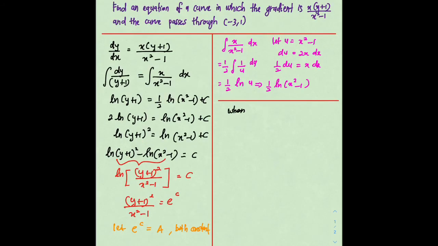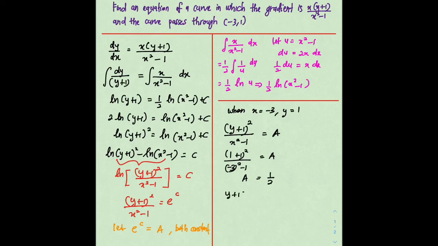Since you are given x equal to −3 and y equal to 1, substitute here. What you will get is (y + 1)²/(x² − 1) equivalent to a, since we already let e^c just now be a. So our aim now is to find the value of the constant a. Therefore, (1 + 1)²/((−3)² − 1) is equivalent to a. Therefore, a is equivalent to 1/2.